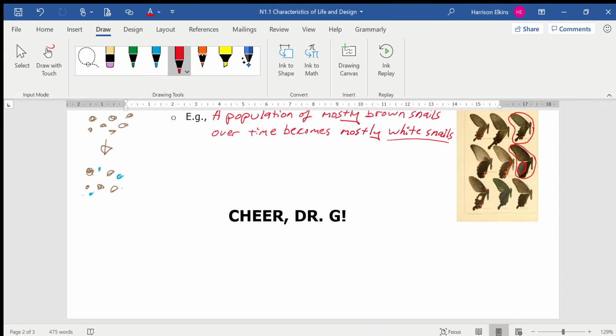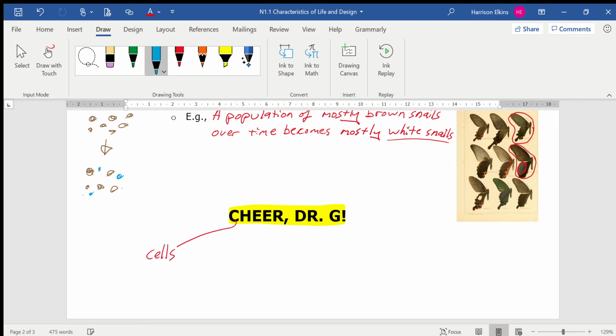Here's how you're going to remember, and you do need to know this list. I may ask you to write it. Here's how you can remember this acronym. Cheer Dr. G. Let's go, Dr. G. Cheer Dr. G. All right? These letters represent your words. So, for instance, C, what could that stand for?